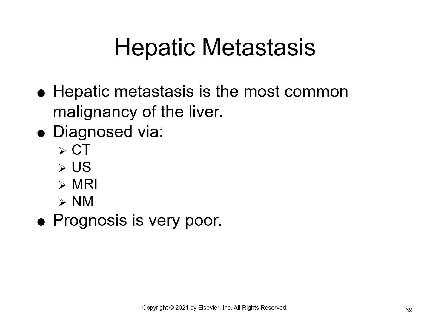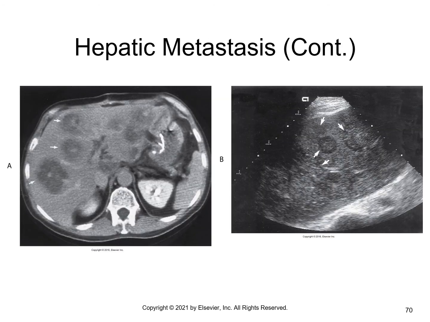The other way it can be delivered to the liver is through lymphatic spread or through direct extension from a nearby organ. Hepatic metastasis is usually diagnosed through CT, ultrasound, MRI, or nuclear medicine. And once you have a hepatic metastasis, your prognosis is very, very poor, unfortunately. So here's an example of hepatic metastasis on your CT exam and here on your ultrasound exam.